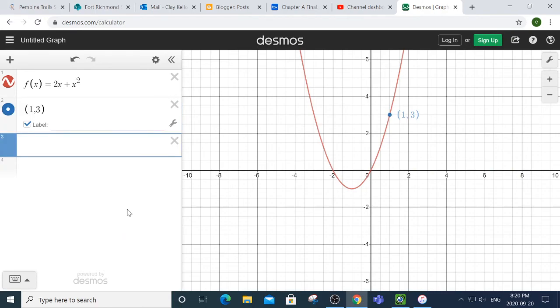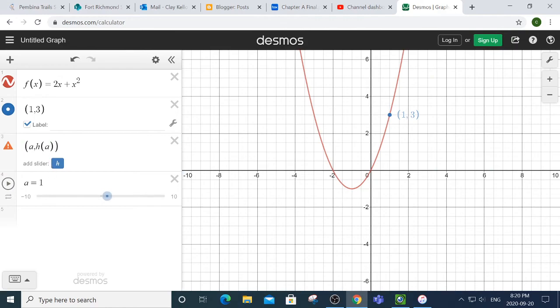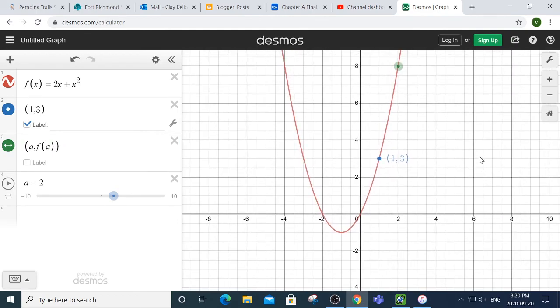So I would like to maybe go a comma f of a. And yes, I want a slider. Oh, it's not h this time, it's f. Function. There we go. Right now a is 1, so it put the point on there, but I can slide it to whatever I like. The first one it wanted was 2. And there we go. 2 is up here.